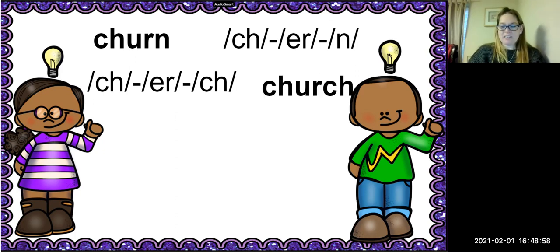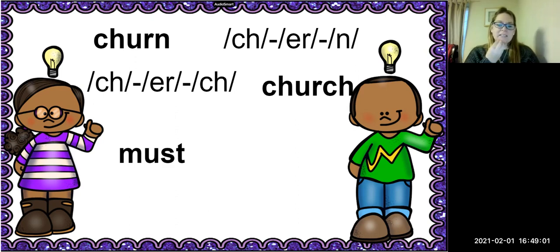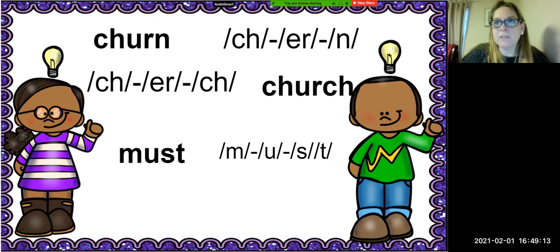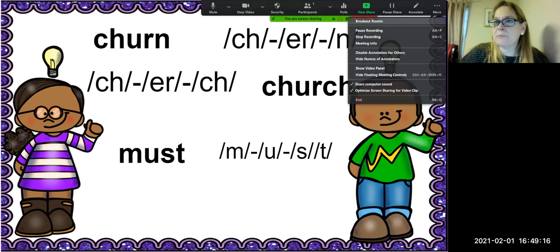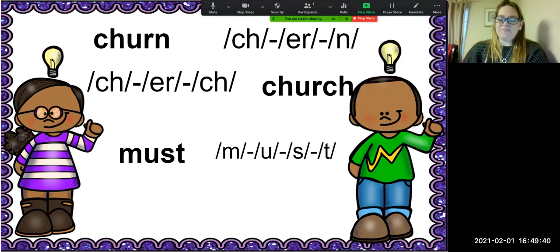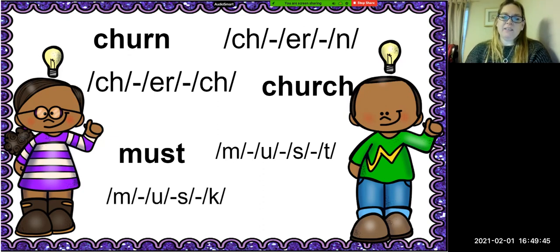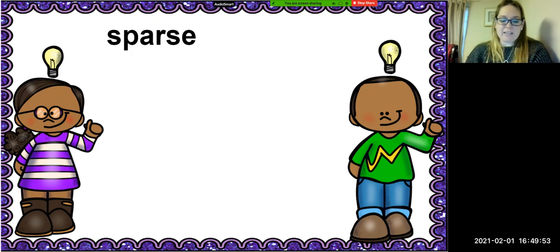Very good. All right. The next word is must. Must. How many sounds do you hear in must? You hear 4 sounds. Must. Ooh, there's a typo right there. Hold on one second, guys. I got to fix my typo. Okay, I fixed it. All right, so we're going to change the t part to k. So what is the new word going to be now? Musk. Good.